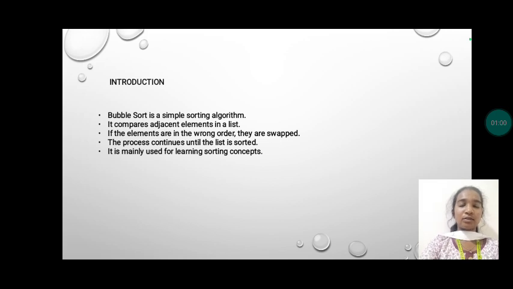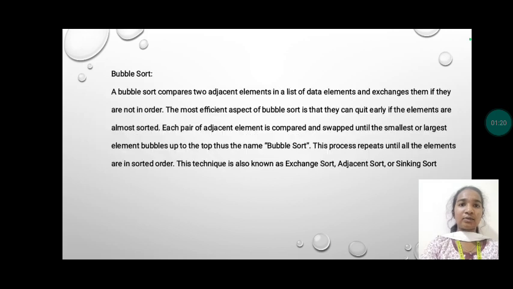Introduction about bubble sort. Bubble sort is a simple sorting algorithm. It compares adjacent elements in a list. If the elements are in the wrong order, they are swapped. The process continues until the list is sorted. It is mainly used for learning sorting techniques.